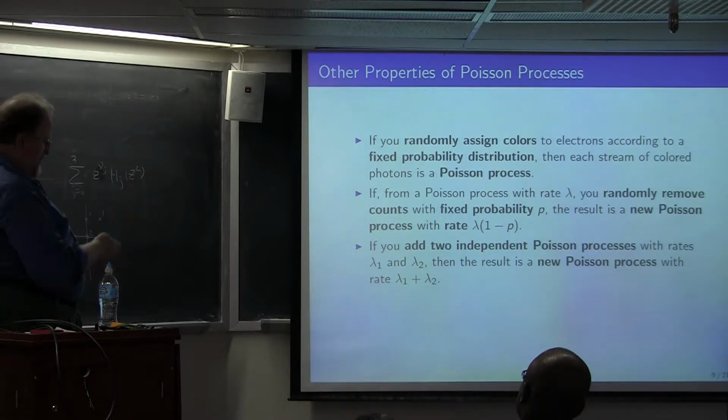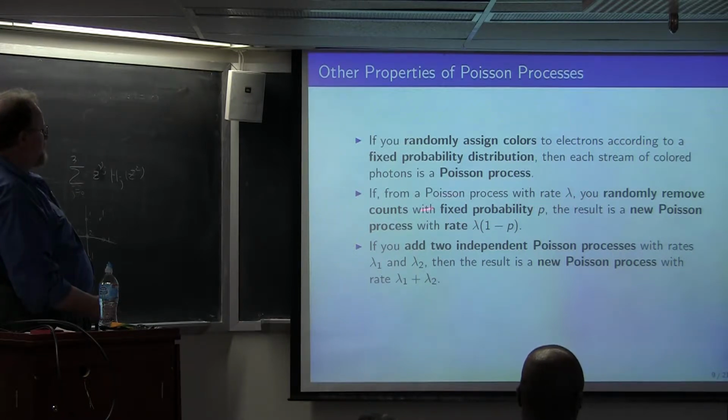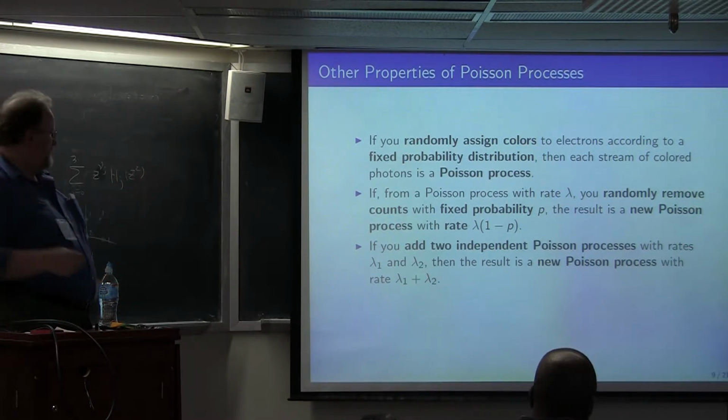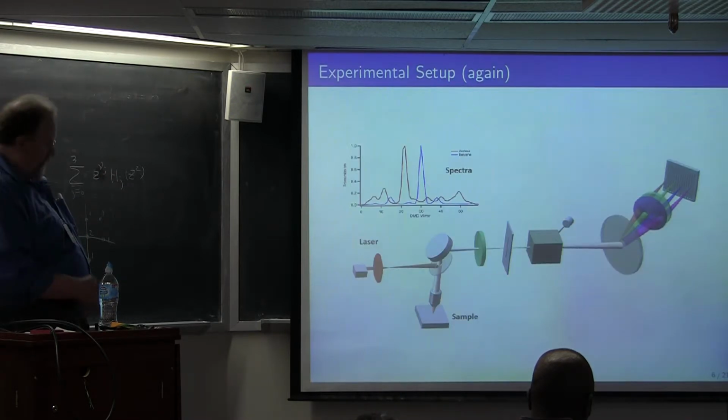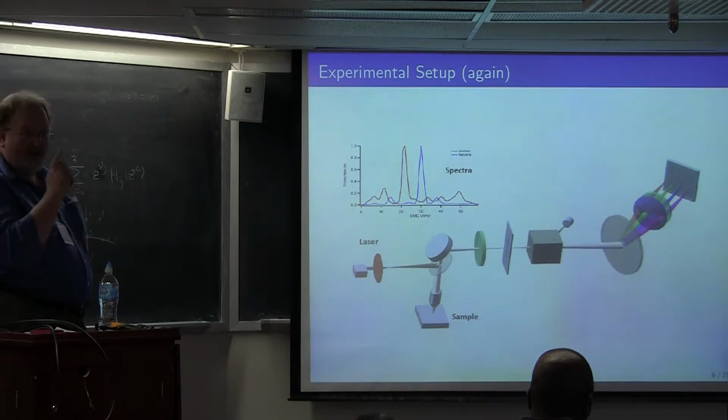If from a Poisson process with rate lambda, you randomly remove counts with fixed probability p, the result is a new Poisson process with rate lambda times 1 minus p. This is fantastic. And if you add two independent Poisson processes with rates lambda 1 and lambda 2, you again get a Poisson process, and you just sum the rates. I claim that each one of these theorems, which is not that hard to prove, matches up with one piece of this equipment. So here's why.